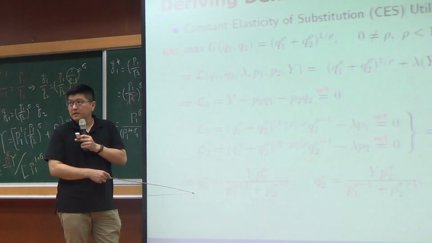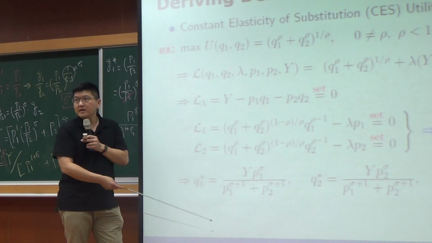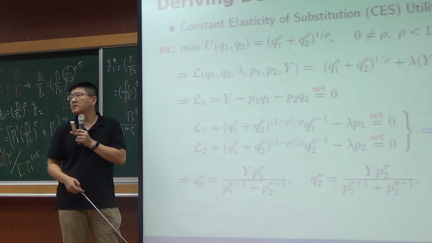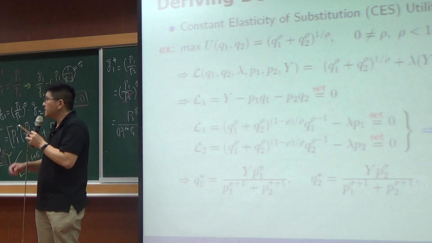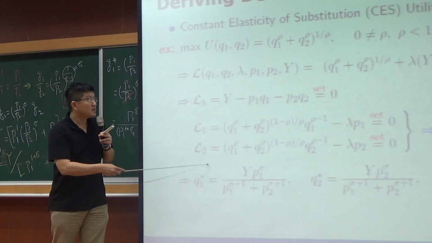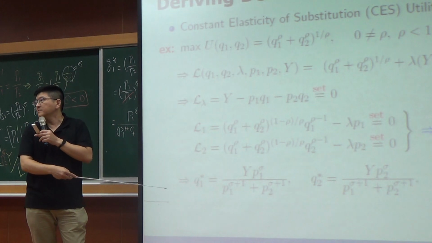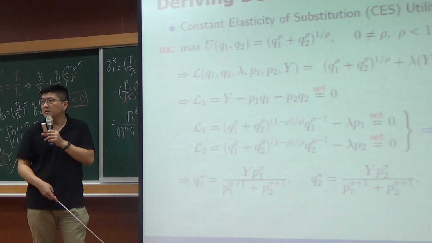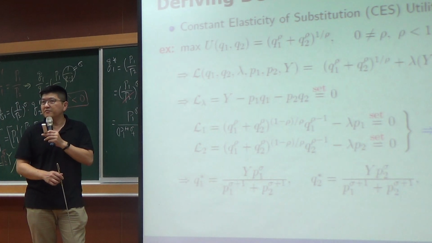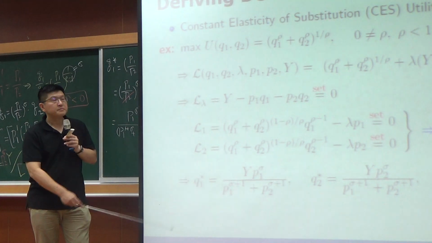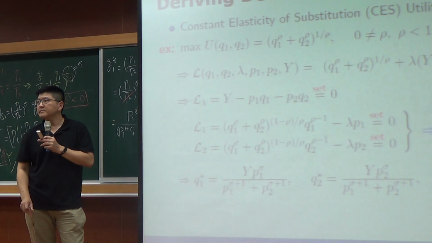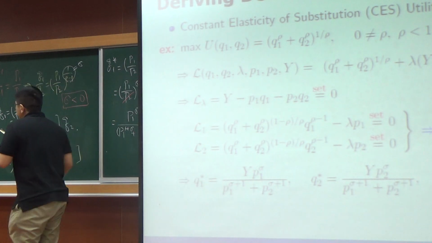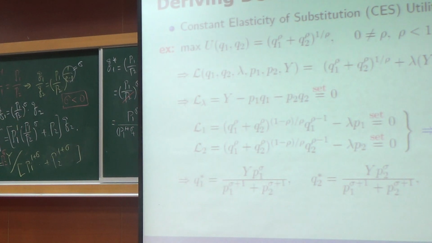Now, Q1 is a function of y. Not only y, but also P1 and P2. So let's have a look at the properties of this CES Q1. Under the CES utility function, let's check the properties of the demand function for Q1. Okay? And the first property we would like to check is the law of demand.